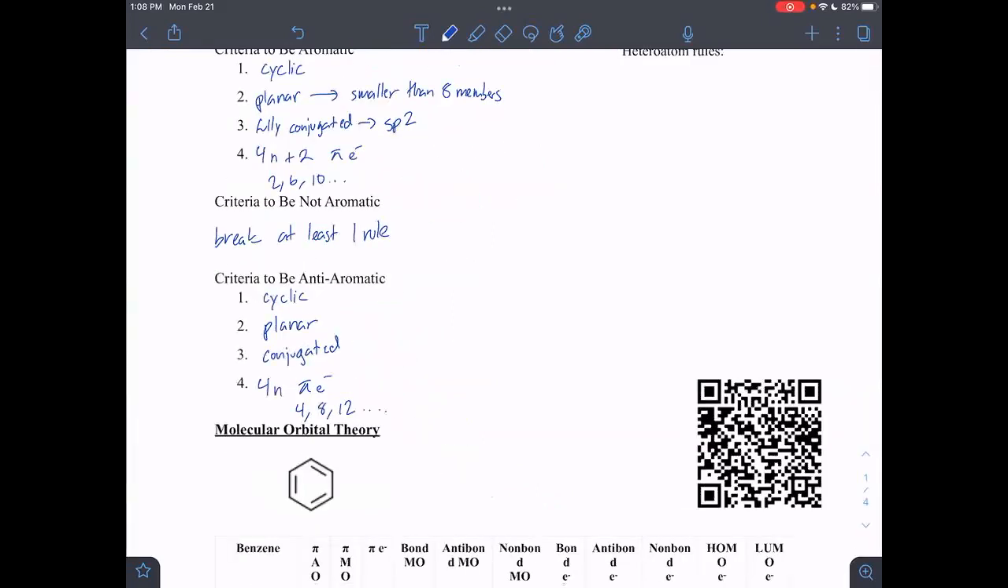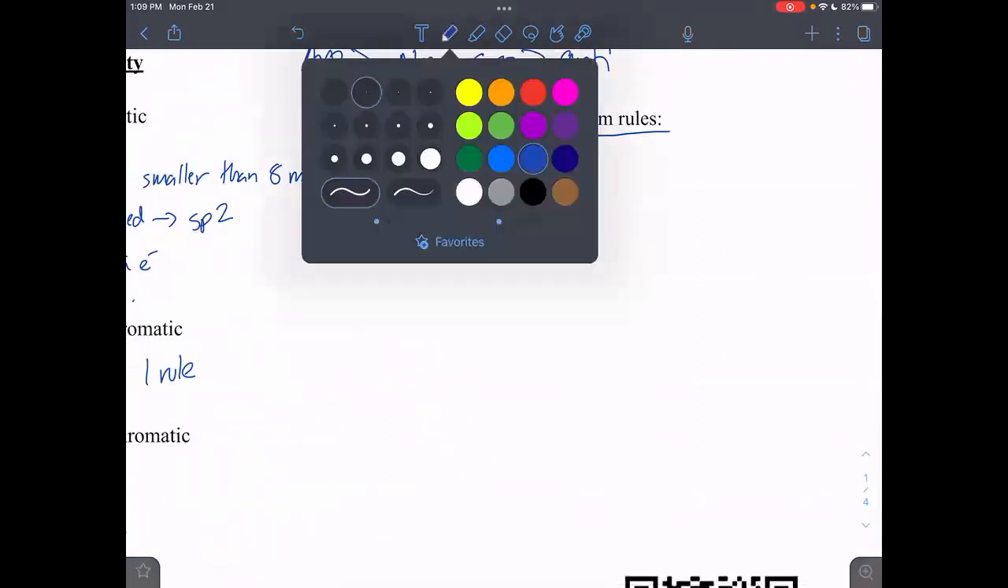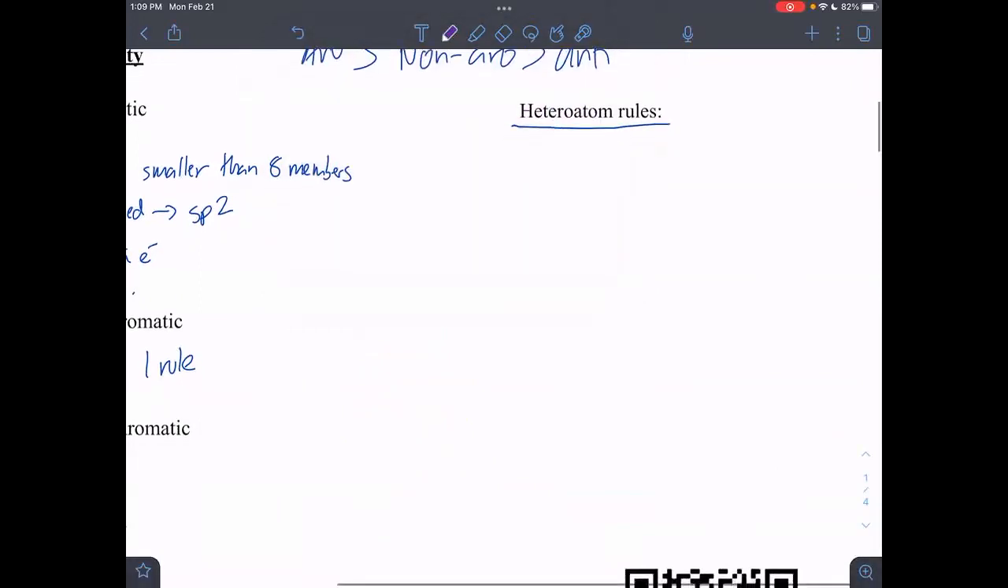So that's just for plain old carbons. But if we have a ring with a heteroatom in it, there's some more interesting stuff. So first for heteroatoms, they can sort of choose to be sp2 or sp3 hybridized. And then this gives them the choice to make the molecule either fully conjugated, allowing it to be aromatic or anti, or it can be sp3 and make it non-aromatic.